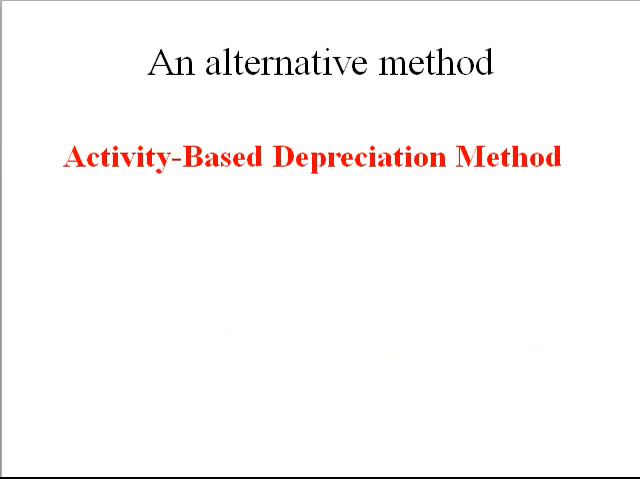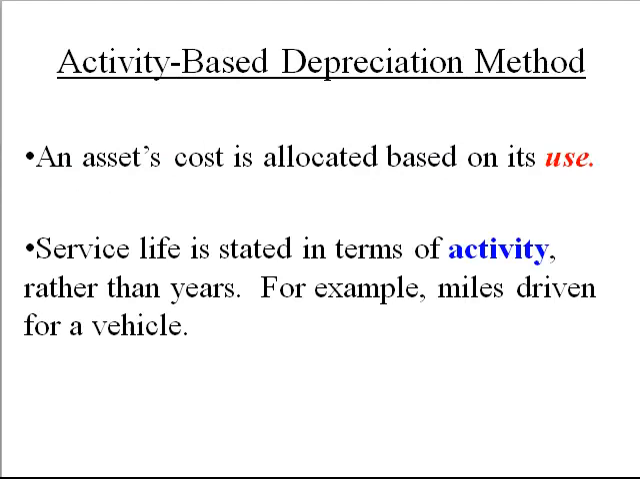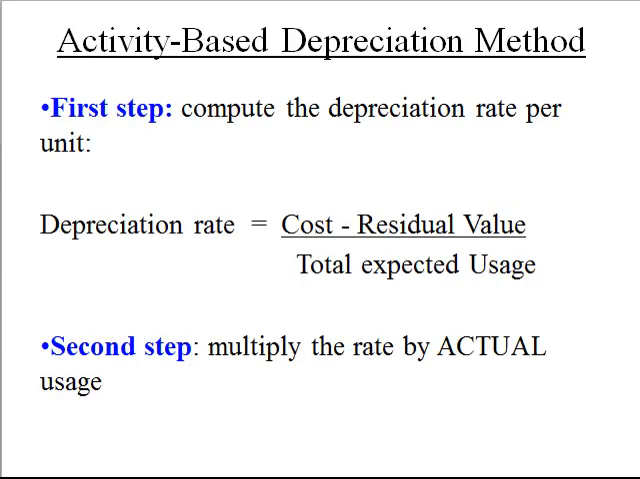An alternative to the straight line method of depreciation is activity-based depreciation. Activity-based depreciation allocates an asset's cost based on its use. Service life is stated in terms of activity rather than in terms of years, for example, in the case of a vehicle, miles driven.